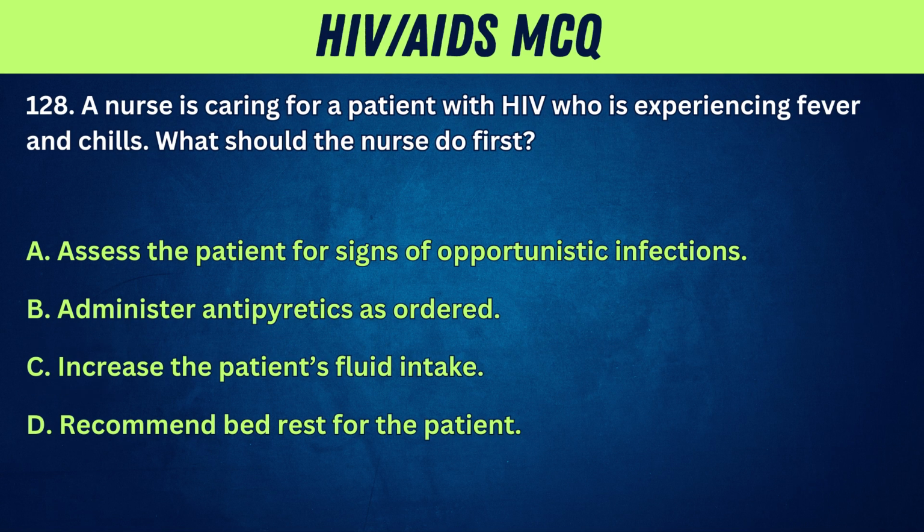128. A nurse is caring for a patient with HIV who is experiencing fever and chills. What should the nurse do first? A. Assess the patient for signs of opportunistic infections. B. Administer antipyretics as ordered. C. Increase the patient's fluid intake. D. Recommend bed rest for the patient.